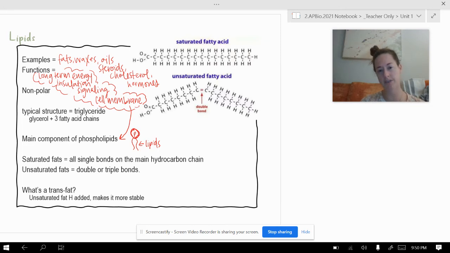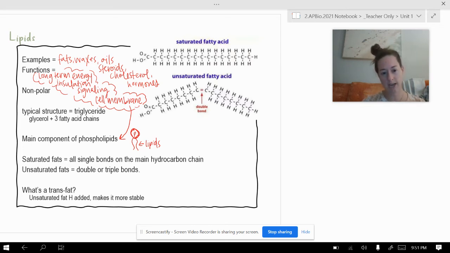And you can see the difference in different oils. So olive oil is super unsaturated. Something like coconut oil, you can tell is solid for longer than olive oil is. And that has to do with the double bonds in the molecules.